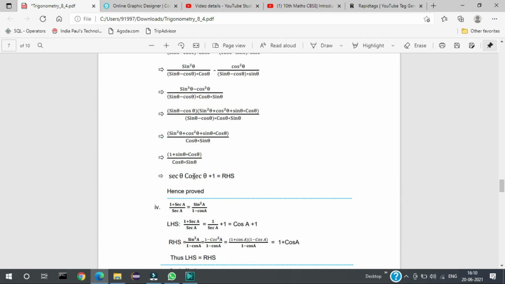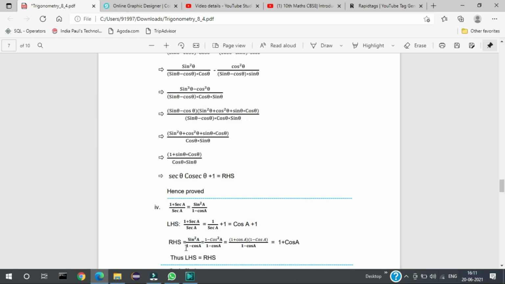Hence proved. Coming to fourth one. (1 plus secant A) by secant A equals sin square A by 1 minus cos A. So coming to LHS, (1 plus secant A) by secant A, that implies 1 by secant A plus 1, that implies 1 by secant A will be cos A, plus 1.